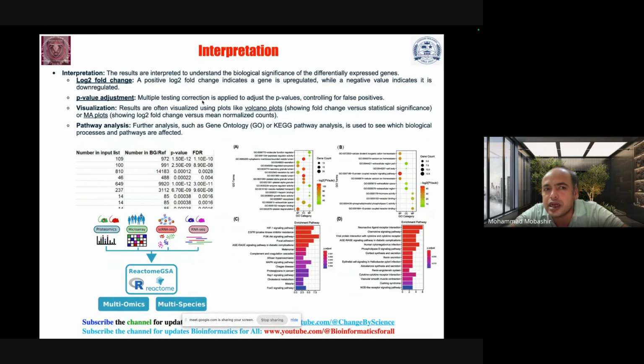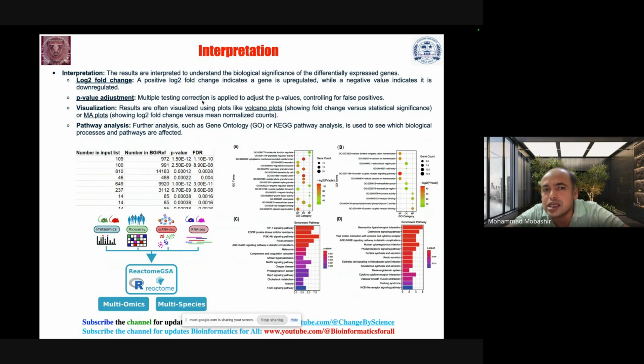The next point is visualization or presentation. Results are often visualized using volcano plots, which show the fold change versus statistical significance, that means p-values, or MA plots, which show the log2 fold change versus mean normalized counts. Now, after you calculate the fold changes and p-values of the differentially expressed genes, you proceed to pathway analysis or biological function relevance.